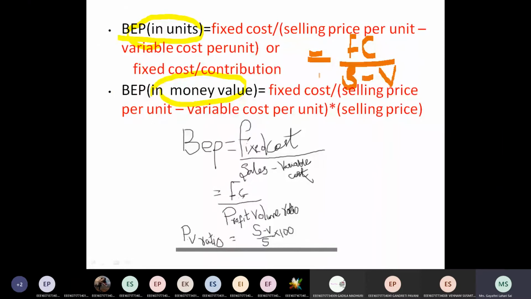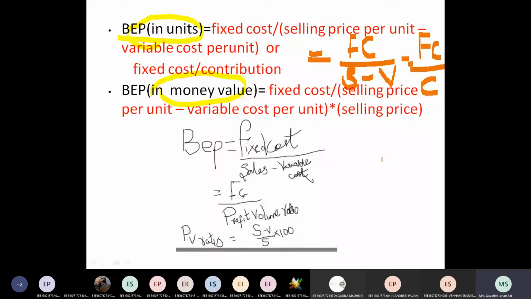Or you can take it as fixed cost by contribution. Contribution is nothing but selling price per unit minus variable cost. You can take this as S minus V. Selling price minus variable cost is equivalent to C. In some formulae they write it as FC by C, fixed cost by contribution.